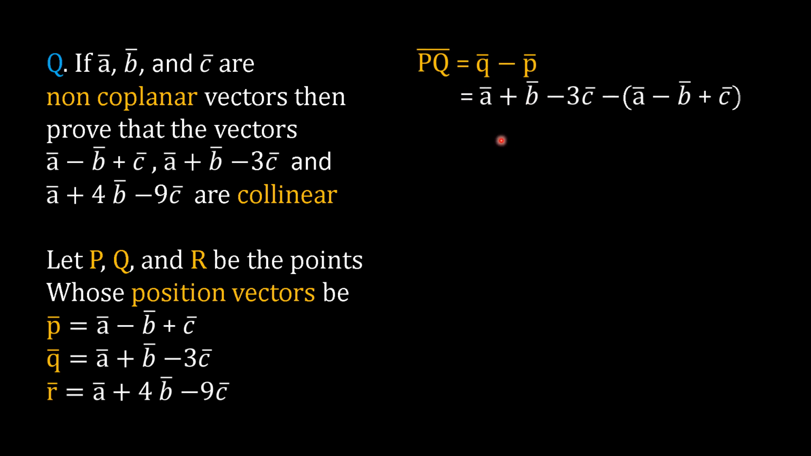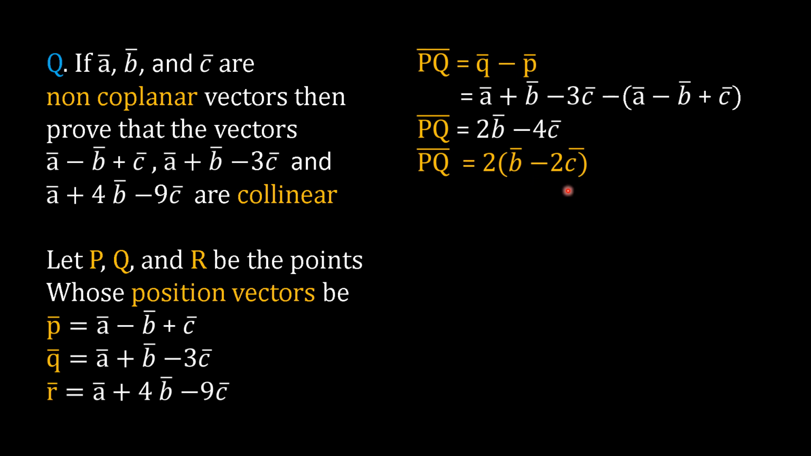We will put the values of Q bar and P bar. We will get a bar minus a bar will be 0, b bar plus b bar will be 2b bar, minus 3c bar minus c bar will be minus 4c bar. Next, we will take 2 as the common factor and write PQ bar equals 2 times b bar minus 2c bar.